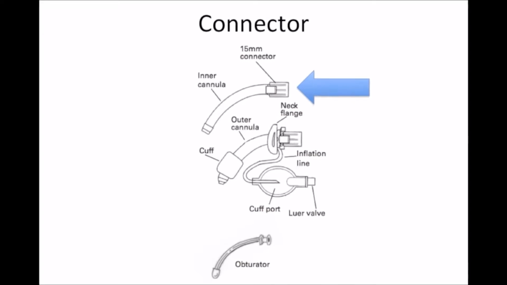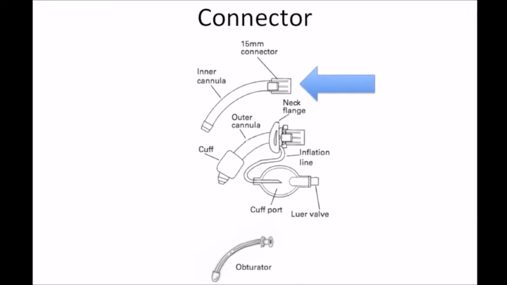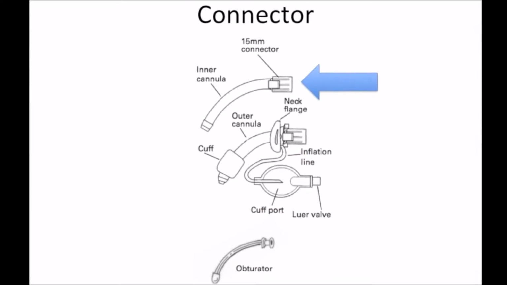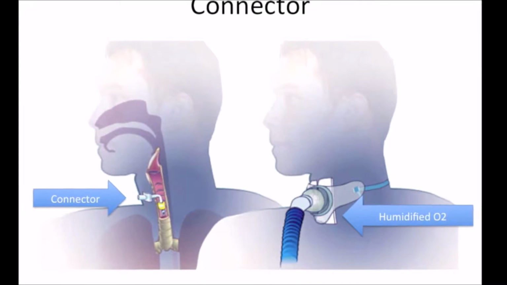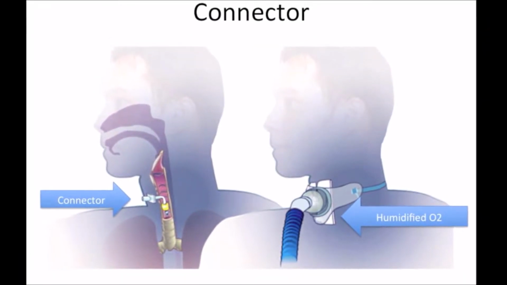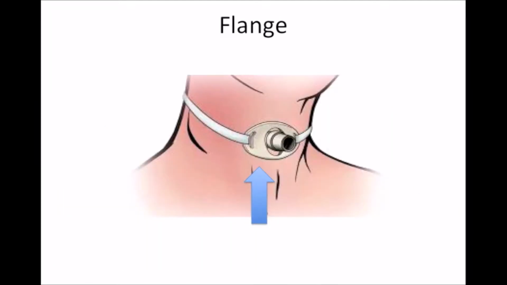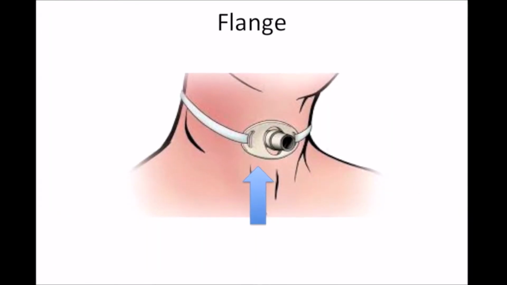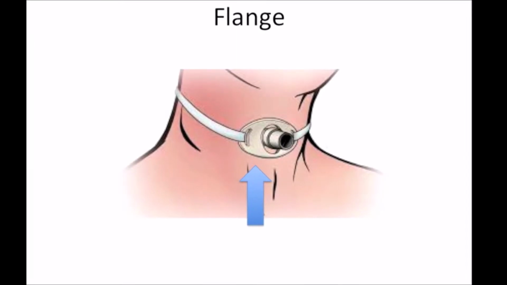The connector is the outermost portion of the tracheostomy tube. Ventilator tubing, a manual resuscitation bag, or a speaking valve may be connected to the connector. Here's a picture of humidified oxygen being administered through the tracheostomy tube. The neck flange has holes on either side for securing neckties. These neckties will keep the tracheostomy tube in place.